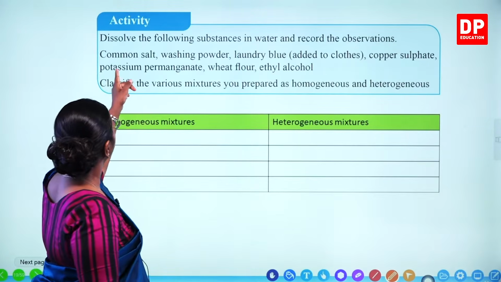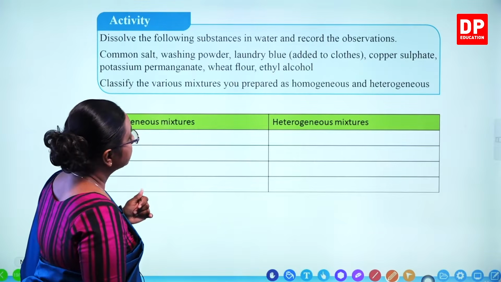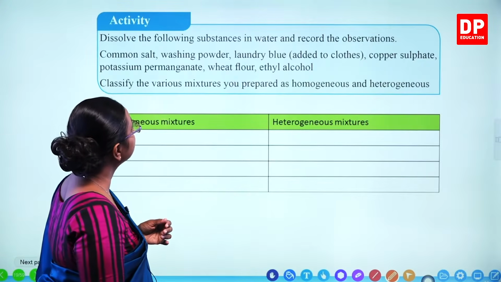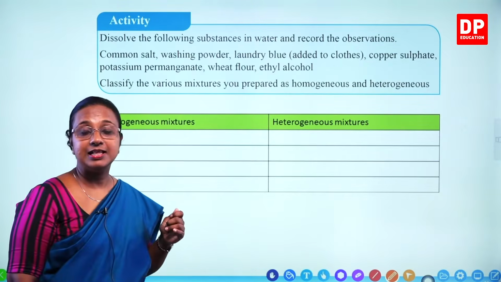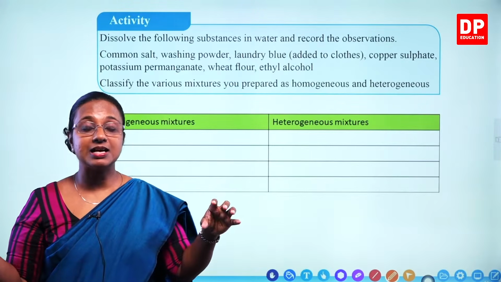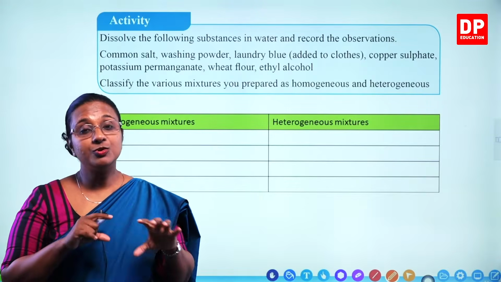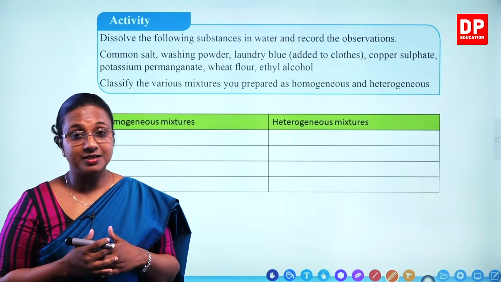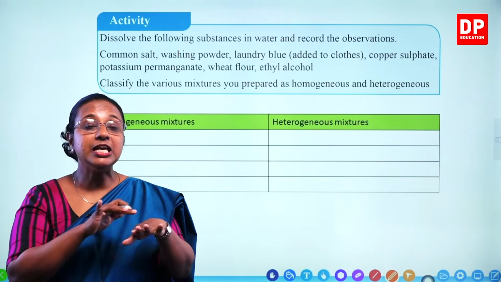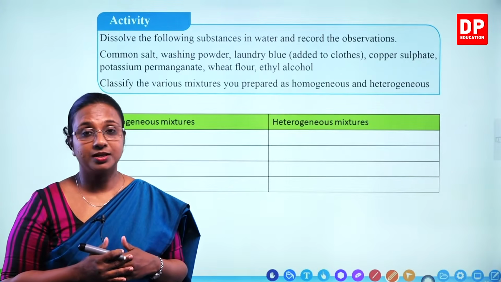Let me see. Common salt, washing powder, laundry blue, that is added to clothes, copper sulfate, potassium permanganate, wheat flour and ethyl alcohol. So you will need 7 similar glasses, water glasses. If we are doing it in the lab, we can use 7 similar beakers. We can label each of the beakers, take equal amount of water, equal volume of water.